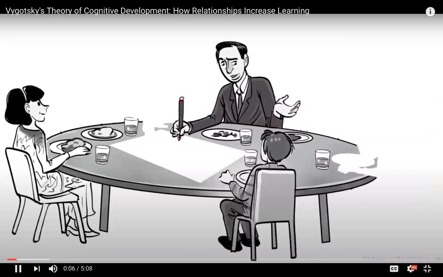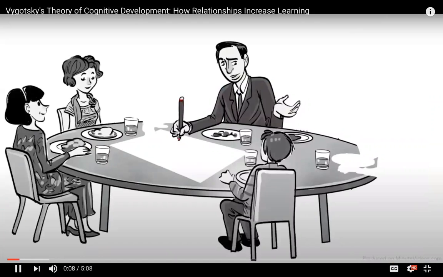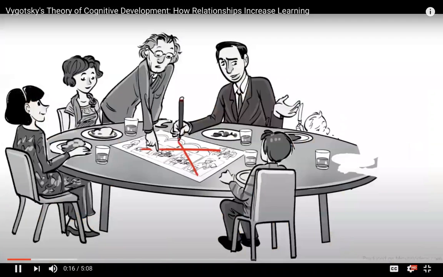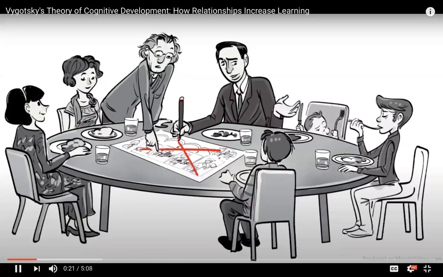The theory of social development argues that community and language play a central part in learning. While Jean Piaget concluded that children's cognitive development happens in stages, Vygotsky rejected his ideas and believed that children develop independently of specific stages as the result of social interactions.